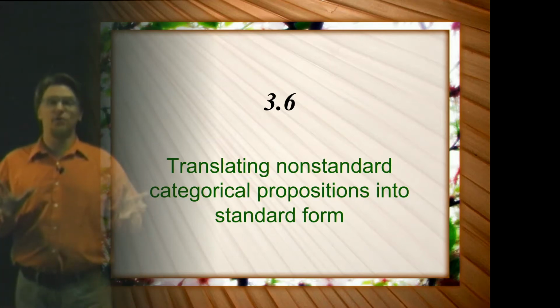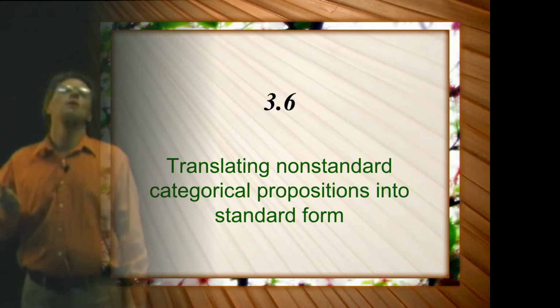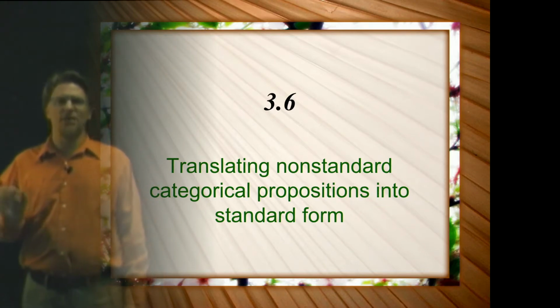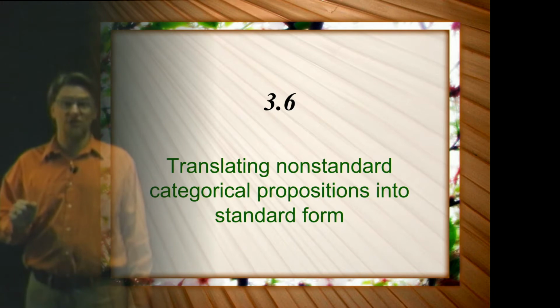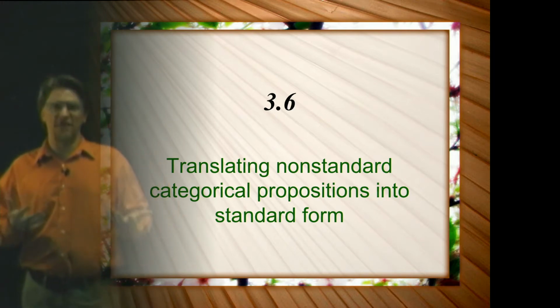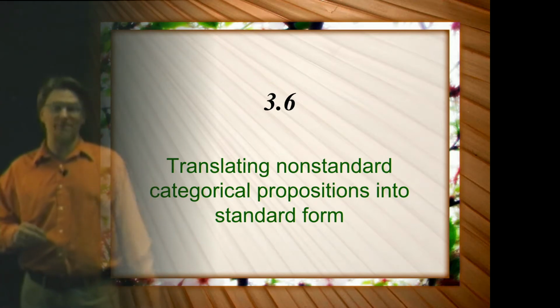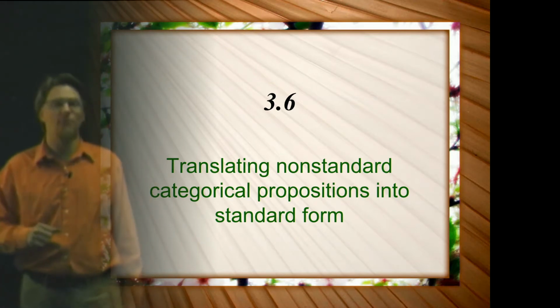All right, here we are back again, and today we're talking about section 3.6, where we are learning how to translate non-standard categorical propositions into standard form. And of course, we remember the four standard form categorical propositions, the A, E, I, and O type statements that we talked about previously.